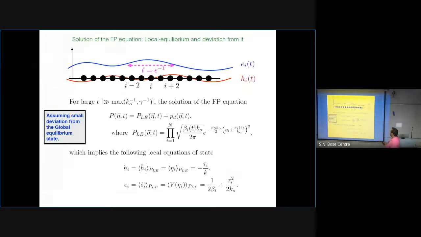Okay, and gamma inverse was the time scale over which the exchange happens. So for such a time scale, you can write down a Fokker-Planck equation. Sorry, I want to write a solution for the Fokker-Planck equation on a time scale, and I assume such a solution that the solution can be written as a local equilibrium solution plus a deviation from the local equilibrium solution. I make such an assumption.